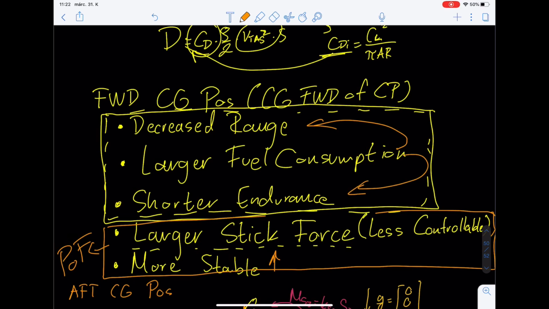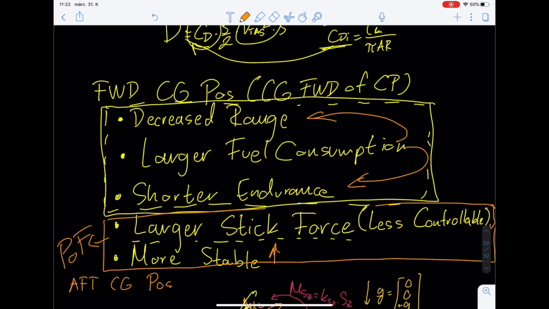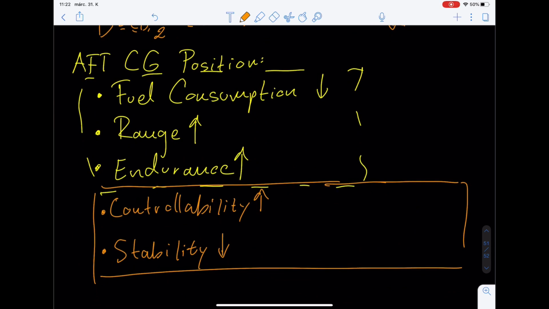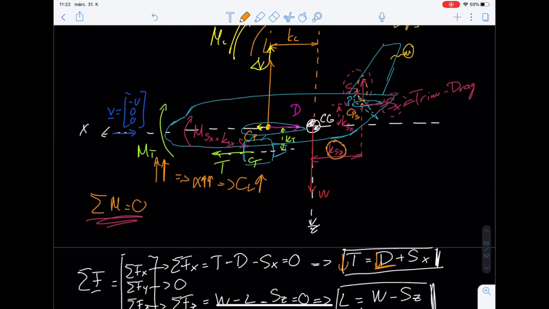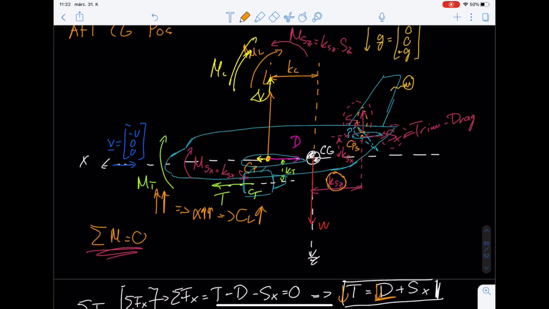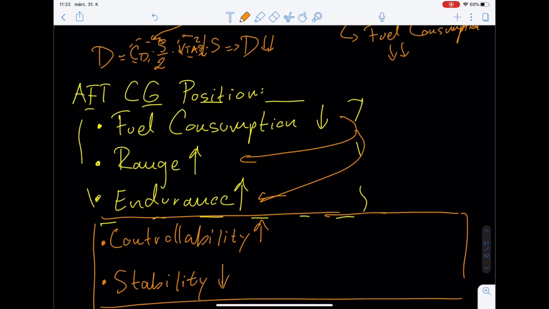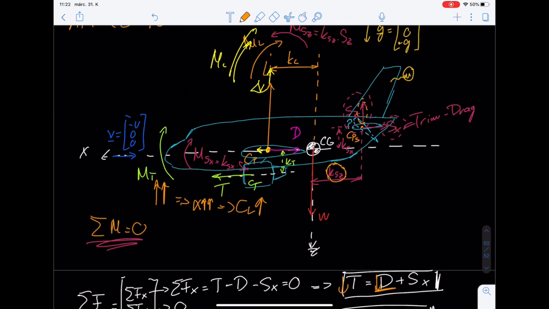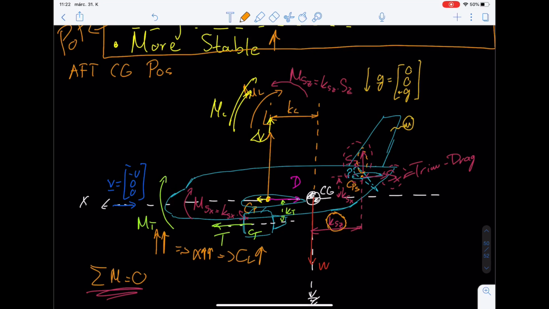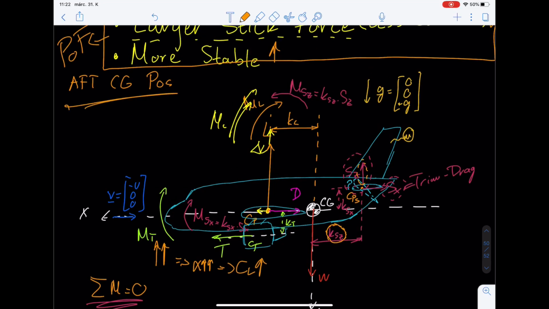Because if you have a given amount of fuel on board, and you burn more, of course your range is going to decrease and your endurance is going to decrease. And this is what we need to remember right here. And the contrary effect happens with the aft CG position, because you reduce the amount of force which the lift has to counteract, therefore your thrust decreases, so the fuel consumption decreases, which leads to increased range and increased endurance. So from a performance point of view, it's more beneficial for commercial airplanes to achieve an aft CG position.